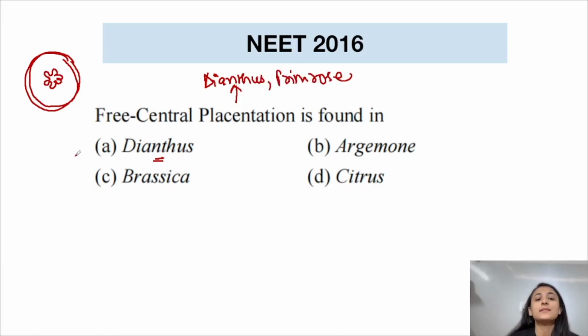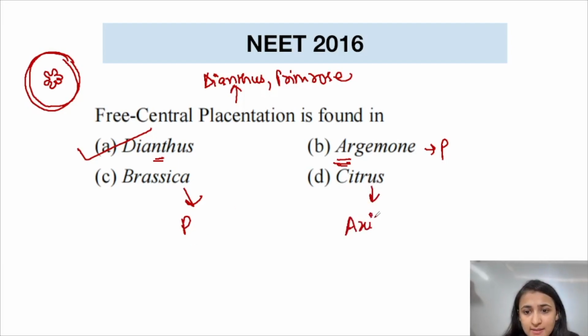So free central placentation is seen among these following options. Which matches our examples? So option number A, Dianthus is there. Primrose is not there. Dianthus is present in our options. So the correct answer is option number A. Free central placentation is found in Dianthus. In Argemone, parietal placentation is seen. In Brassica also, parietal placentation is seen. Whereas in Citrus, axial placentation is seen.